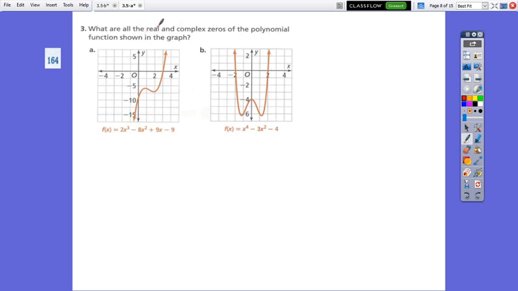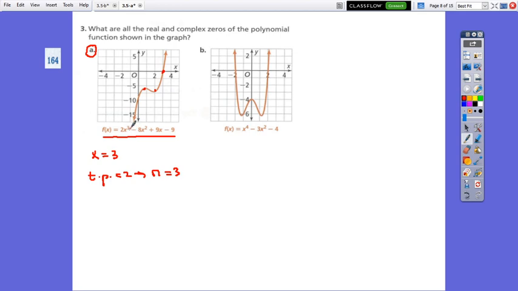What are all the real and complex zeros of the polynomial functions shown in the graph? So if we take the first graph, graph A, from the graph we see that the function intersects the axis in exactly one point. So there exists only one x-intercept. And from the graph also we can say that the x-intercept is x equals 3. This is our function. The graph has 1, 2 turning points. So from the turning points, we conclude that the degree equals 3. And this is true. The degree is 3.